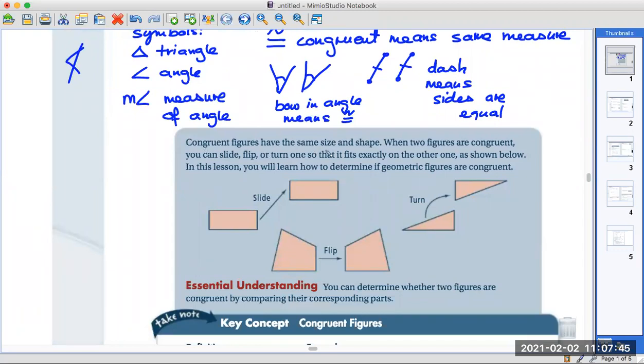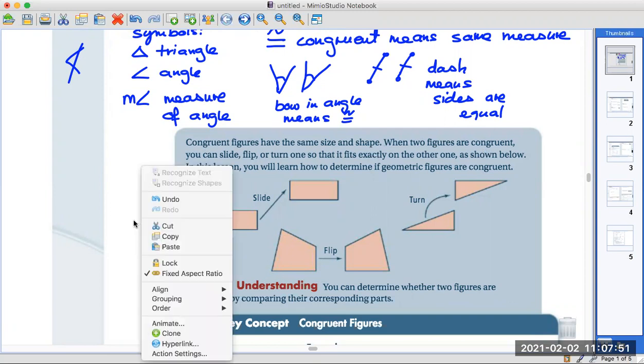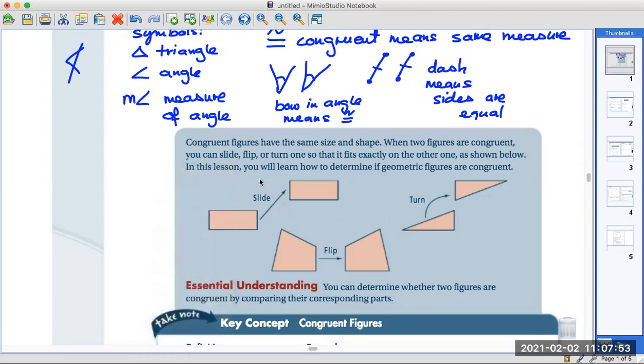So let's look at this page, this picture here. Congruent figures have the same size and shape. When two figures are congruent, you can flip, slide, or turn to make them on top of each other. Slide, flip, or turn to see that one fits exactly on the other one as shown below. In this lesson, you will learn how to determine or decide if geometric figures are indeed congruent.